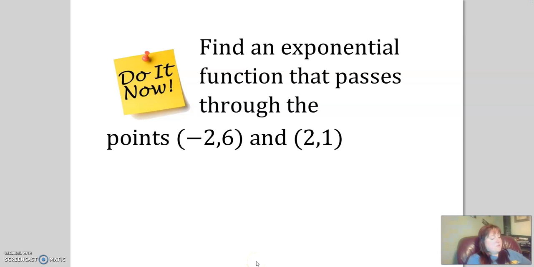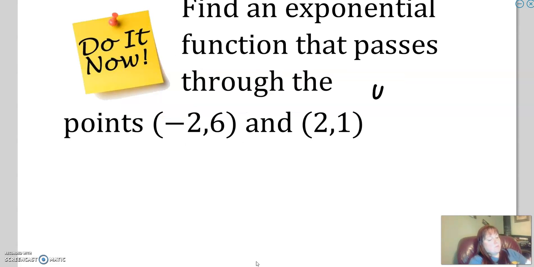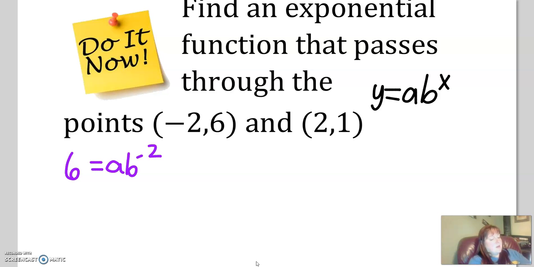Right, so we're going to start with this bell ringer today. Find the exponential function that passes through these 2 points. So this is what we did yesterday. So let's just get into it. We have an exponential function in the form y equals ab to the x. And it's going to go through y equals 6 when x equals -2, and y equals 1 when x equals 1. Okay, so we can just solve this by substitution.